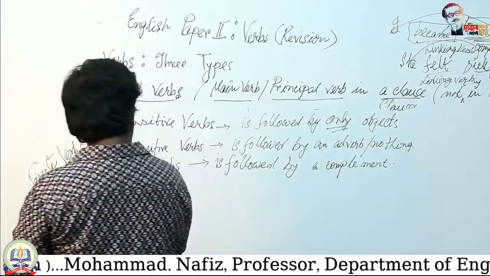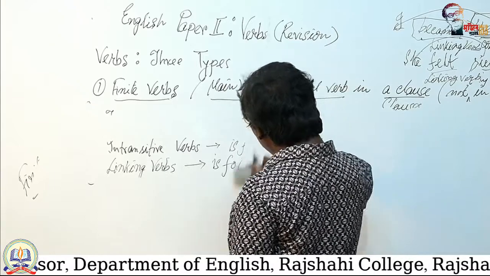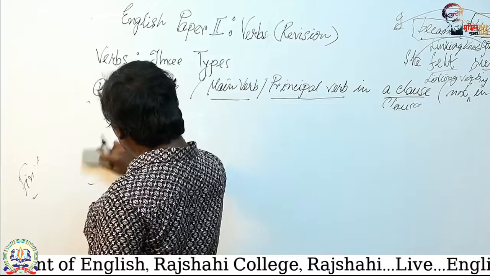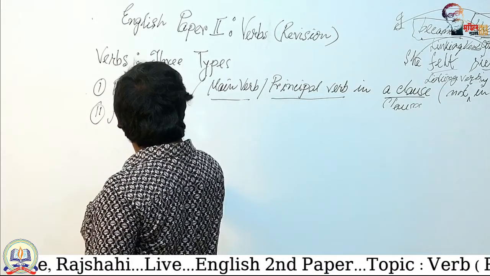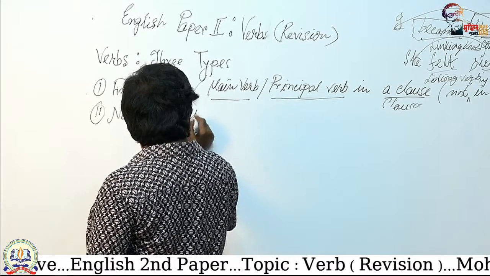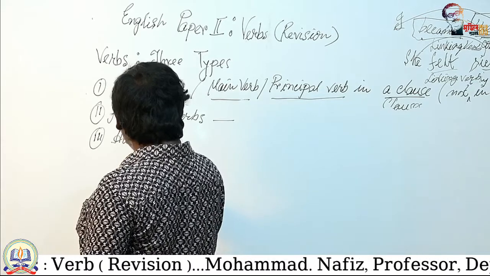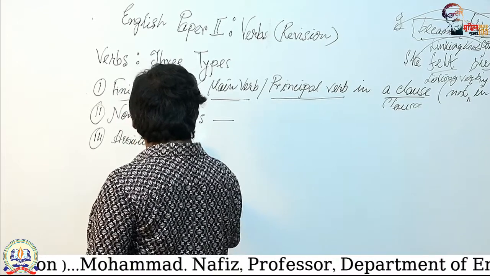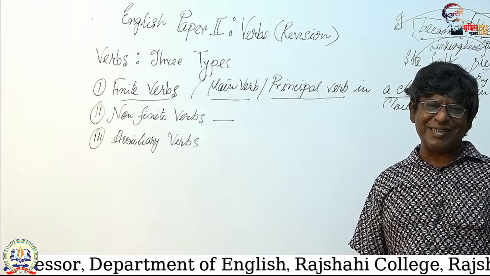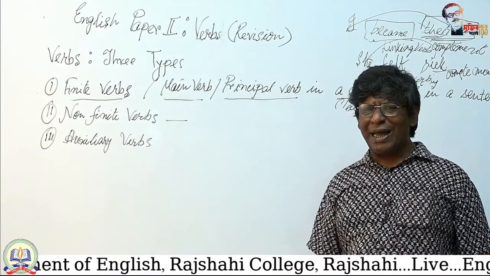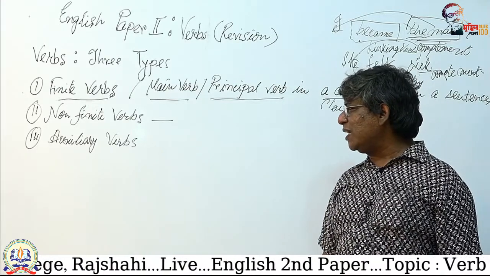Well, we have two more types of verbs to discuss, as I told at the beginning of this class. Can you remember? They are: number 2, non-finite verbs; and number 3, auxiliary verbs. I will discuss their functions or uses in English sentences elaborately in the next class, because today I do not have enough time to discuss them. I will just give you the ideas about the non-finite verbs and auxiliary verbs.